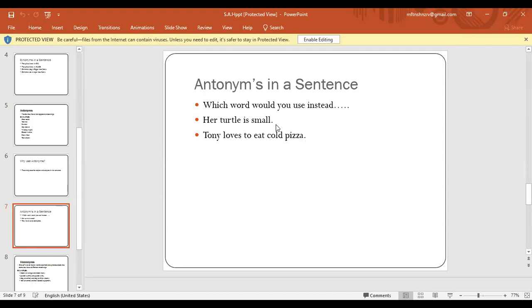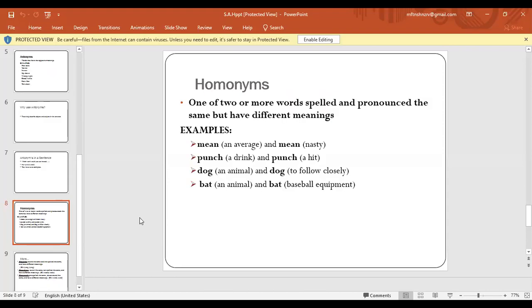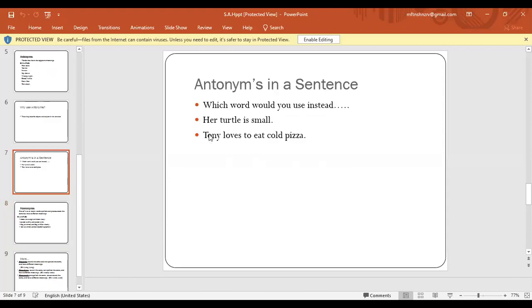Small, big, or huge. Cold, hot. Yes. What about another antonym for these words? Another one? I'm asking about small and cold. You said hot and huge, big, yeah?